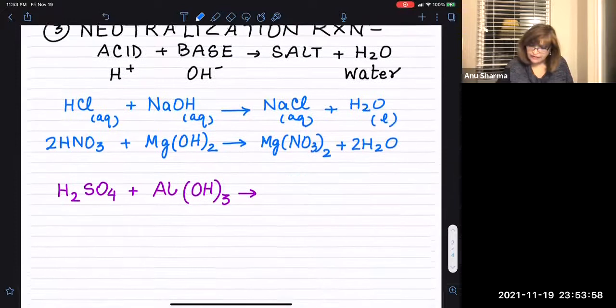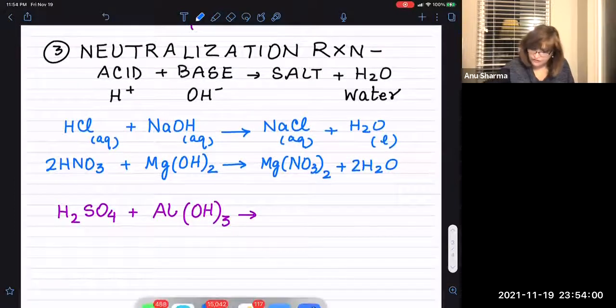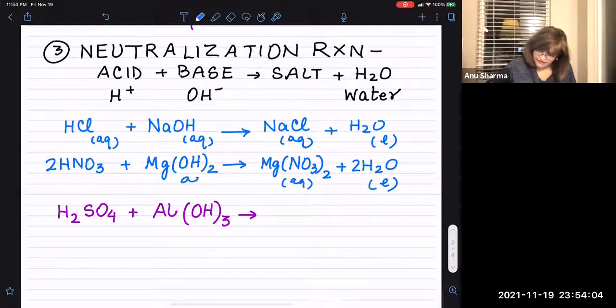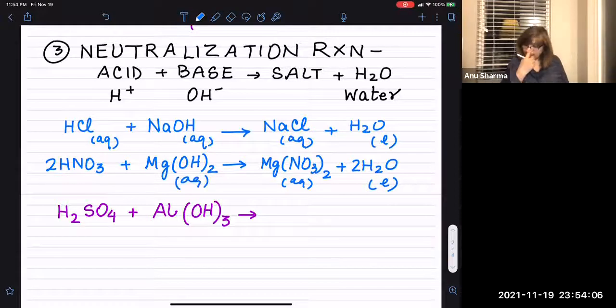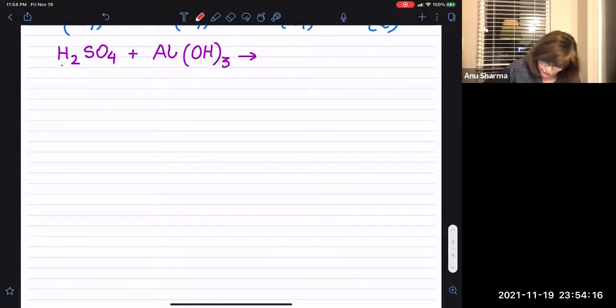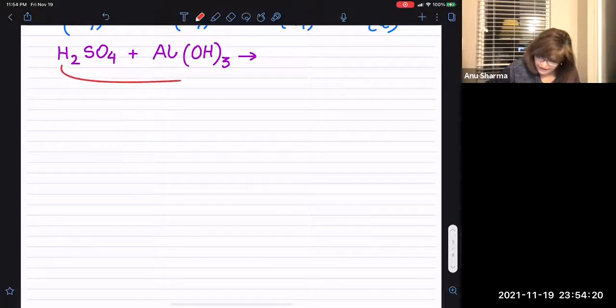Let's look at another one. Sodium chloride is a salt. Magnesium nitrate is a salt. Water is a liquid. Now we are looking at H2SO4 and aluminum hydroxide. So hydrogen combines with the hydroxide. Remember?